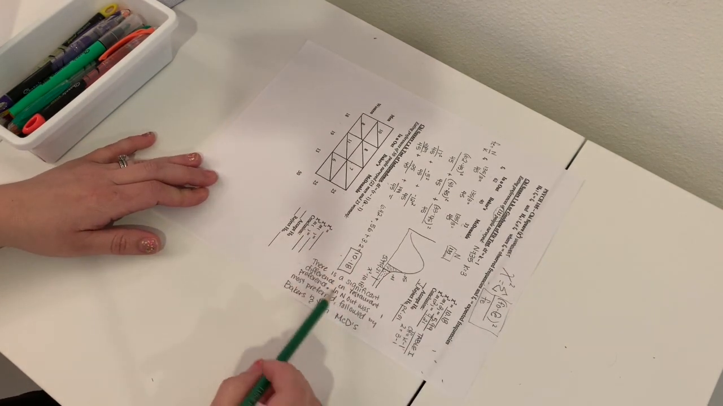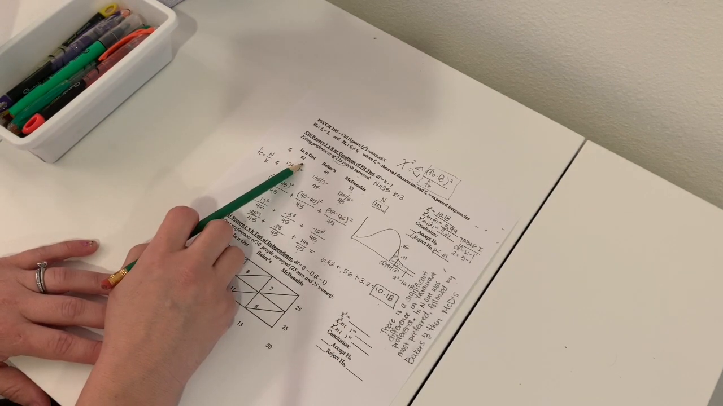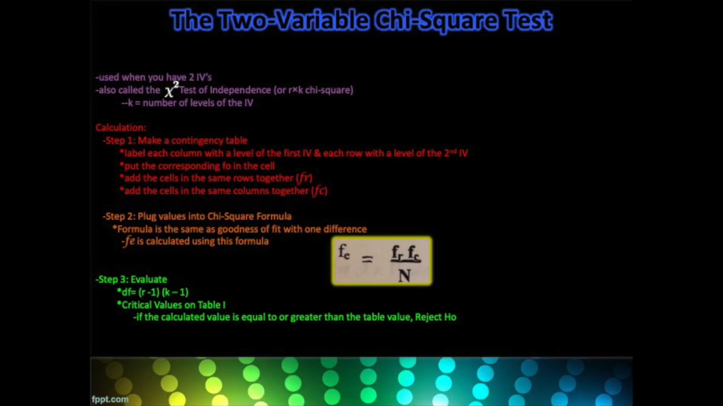And again, I know that second sentence because I referenced my frequency observed and saw In-N-Out had the highest number, then Baker's, then McDonald's. So now we're going to look at the two variable chi-square test, and it's called a two variable chi-square because you use it when you have two independent variables. This is also called the chi-square test of independence, or an R by K chi-square. Again, K is the number of levels of the IV.